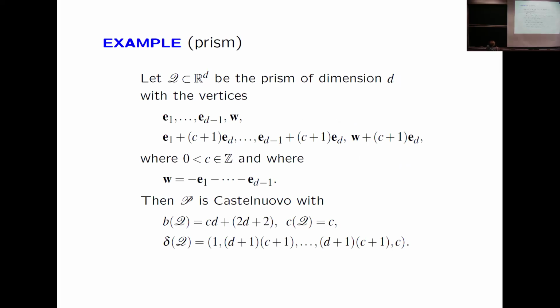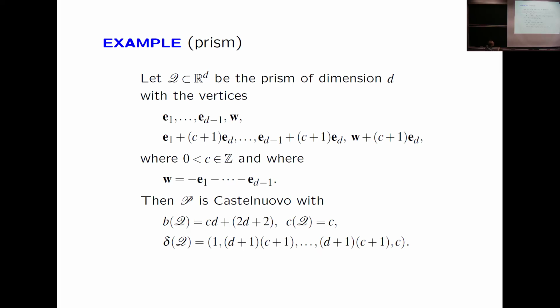This is the basis: E1, ..., ED minus 1, W. The W is minus E1 minus ... minus ED minus 1. So the three-dimensional case is 1, 1, 1, minus 1, minus 1. And E1 plus C plus 1 D, and ED minus 1 plus C plus 1 ED. So if we have a base point and the prisms are something like this.